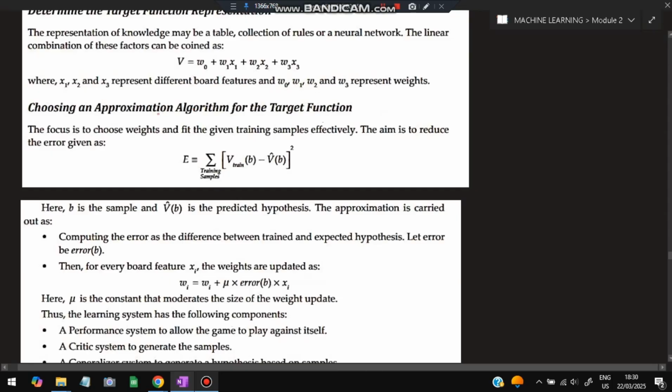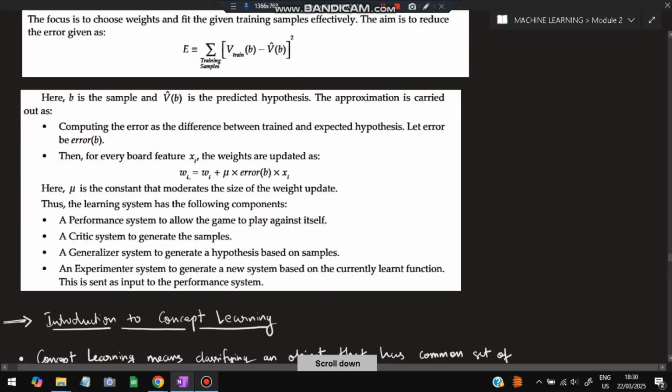Next is to choose an approximation algorithm for the target function. We'll be using this function so that it minimizes the errors. And we'll be using the updating formula, which is wi equals wi plus nu into error into xi.